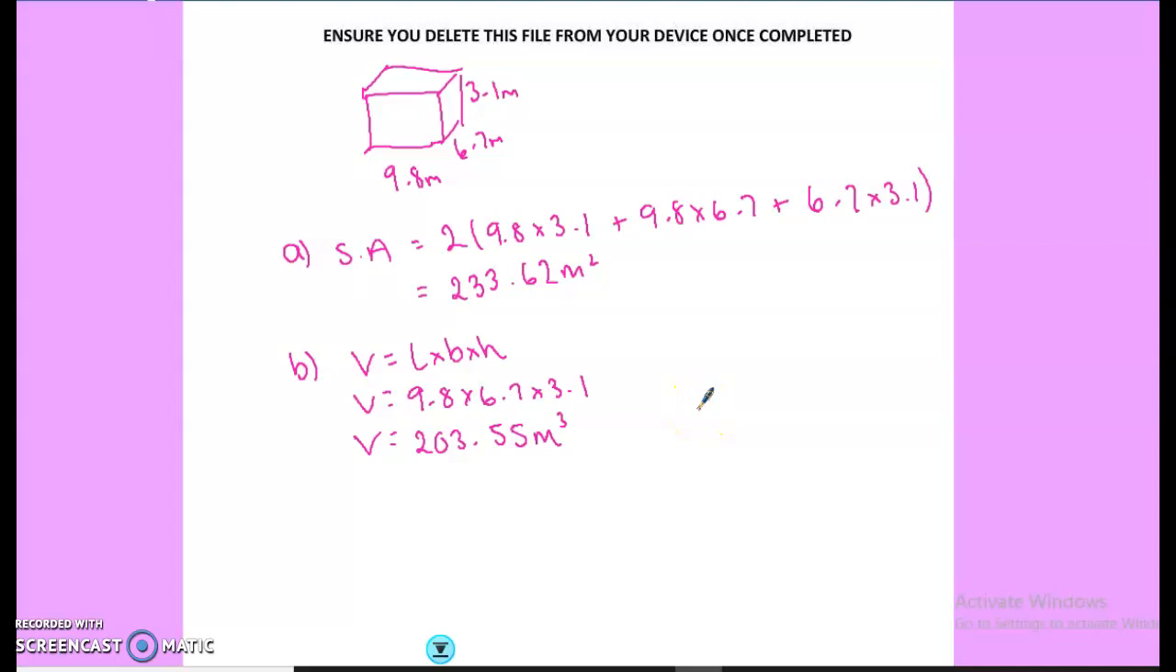Okay, any problems, please let me know. Like I said last time, your actual assessment will be quite similar to this practice.